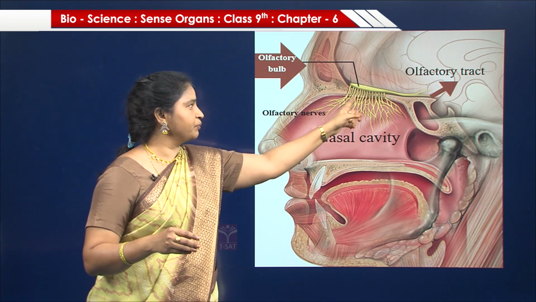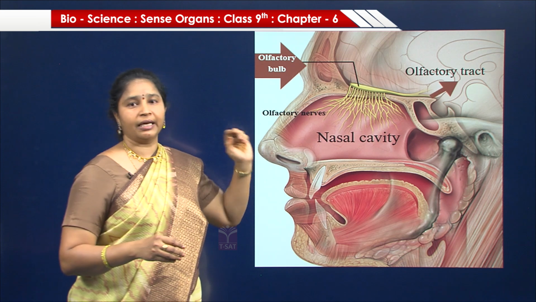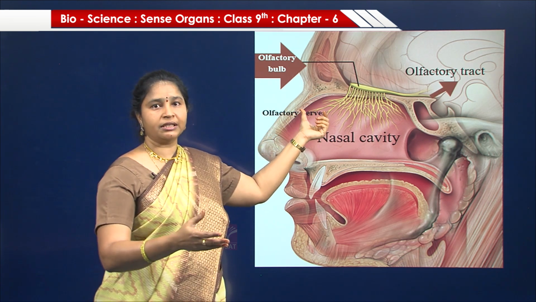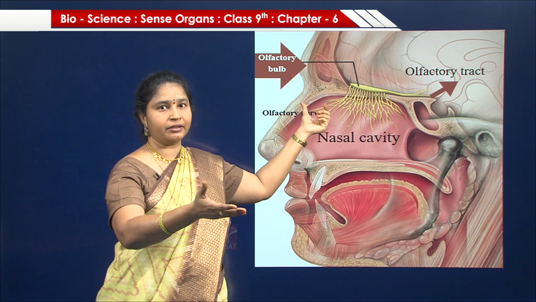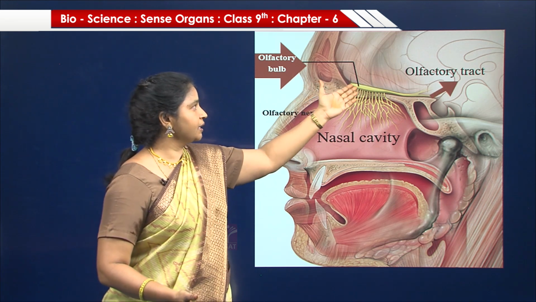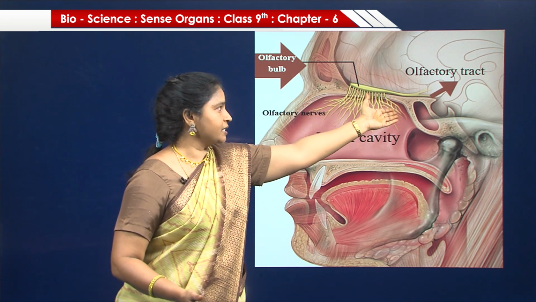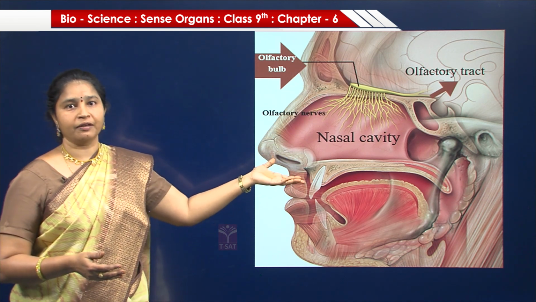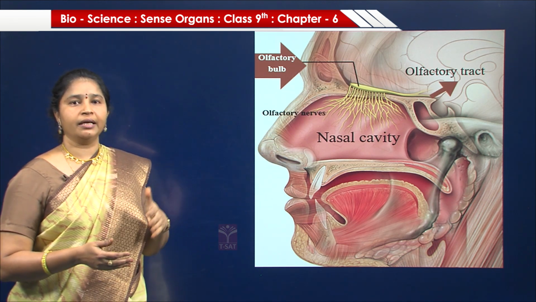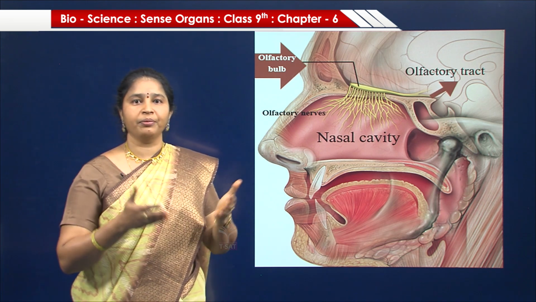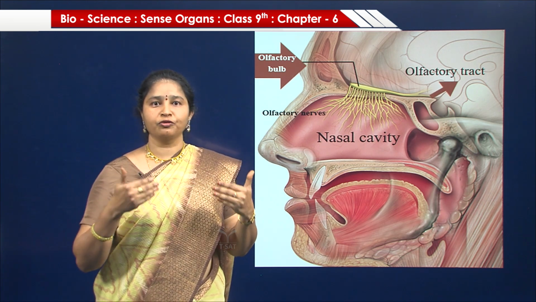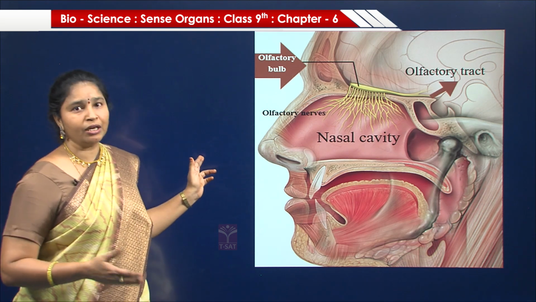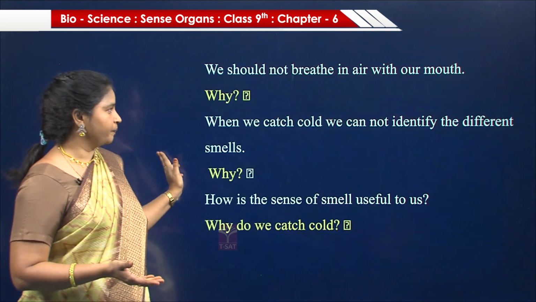You can see here in the picture the yellow color lines. These olfactory nerves convert that information into electrical signals. Those electrical signals are given to the olfactory tract, which sends them to a part of the brain. The brain analyzes the information and makes us feel whether it is a bad smell or a good smell. That is how we can sense smell.